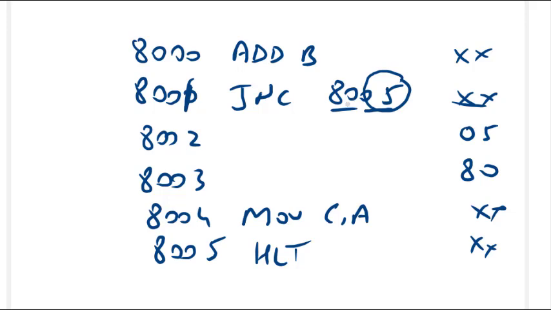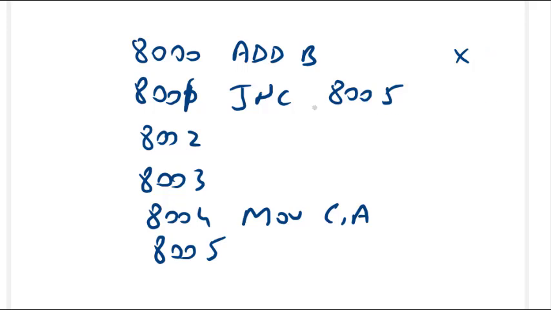Now what happens in this case? After ADD B, we are giving the condition jump if no carry to 8005. After the addition, the microprocessor will check the carry flag. If carry is not generated, it will directly jump to 8005 and won't execute this part. But if carry is generated, there is no jump, so this instruction will be executed. This is how the JNC instruction is executed. Here we have halt.